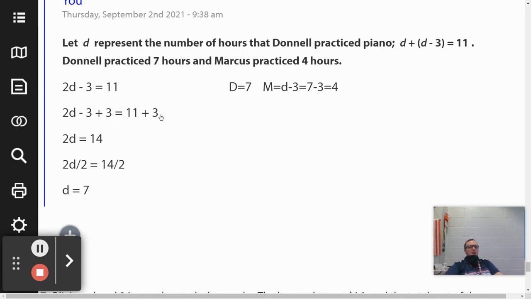Add a 3 to both sides. That gives me 2D equals 14. Then I divide both sides by 2, and I get D equals 7. That means Donnell practiced for 7 hours. For Marcus, D minus 3. I plug that in. 7 minus 3 is 4. So Marcus practiced 4 hours.